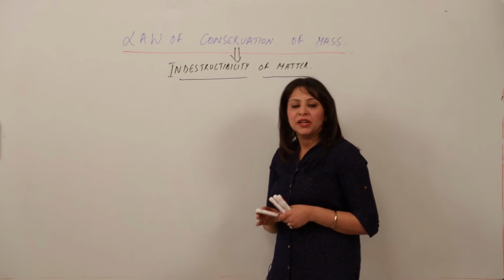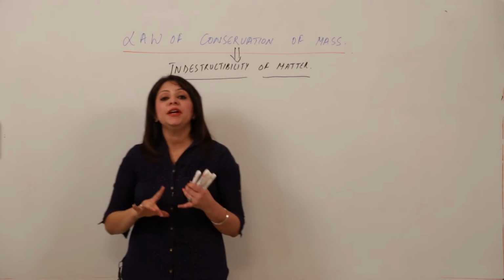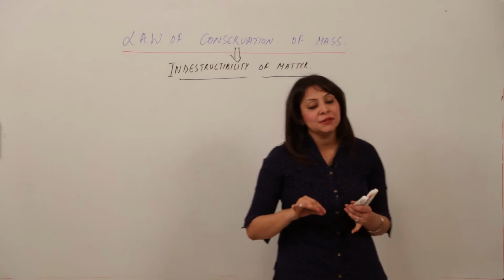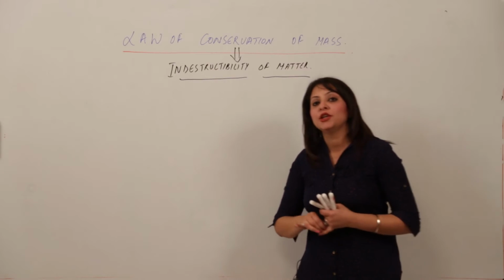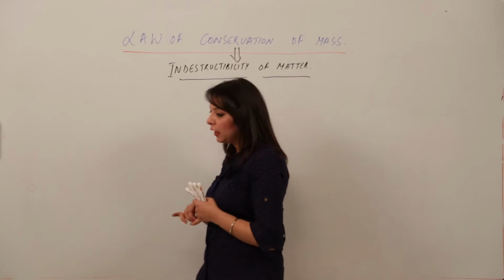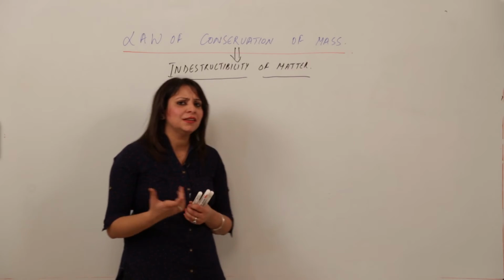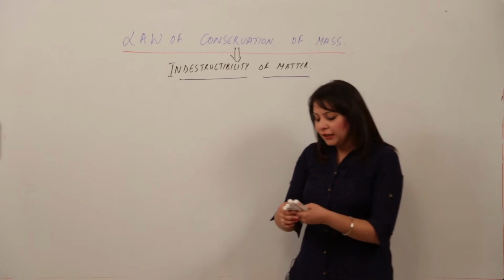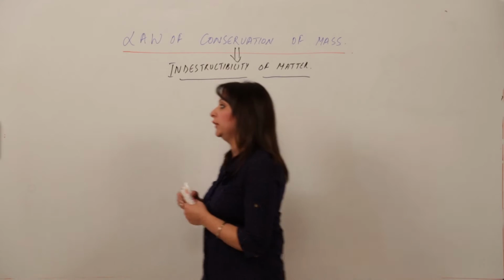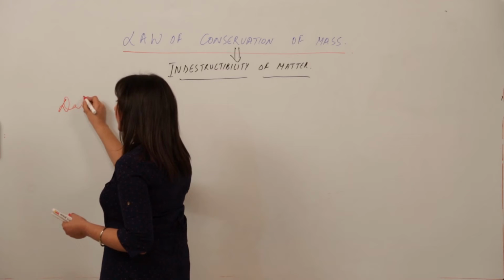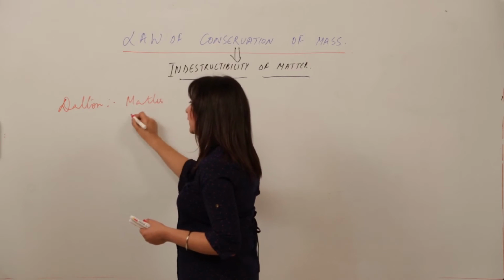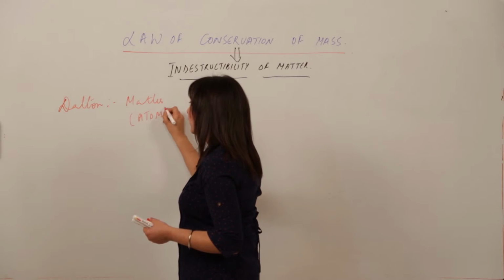What does it mean? It means matter can't be created nor be destroyed. Keep in mind please, matter can't be created nor be destroyed. Now, where does this come from? It came from the postulate of Dalton. Dalton said that matter is made up of atoms.